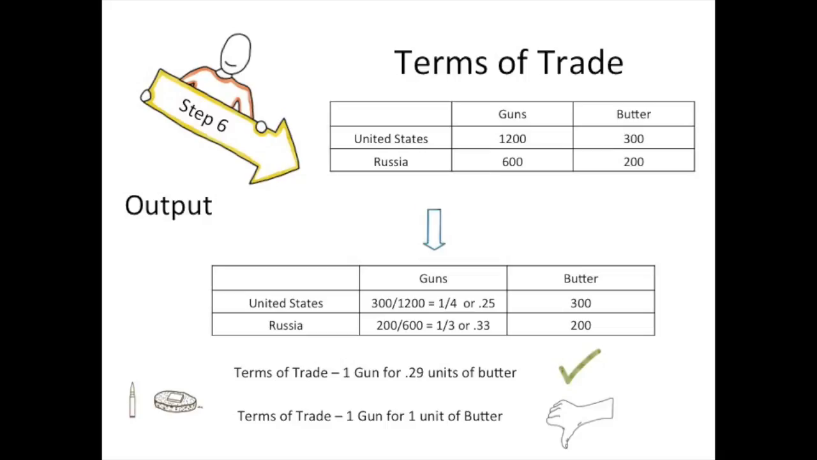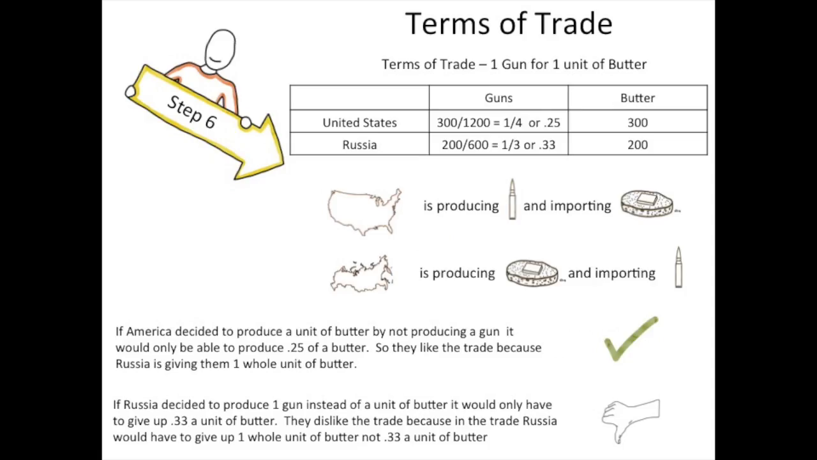But what happens when the terms of trade is one gun for one butter? Someone is not going to be happy. Let's look at the terms of trade of one gun to one butter. Remember in our example, America is producing just guns and Russia is producing just butter. If the terms of trade is one gun for one butter, one of these countries will not benefit. One does not fall between 0.25 and 0.33. Let's see which country would not benefit.